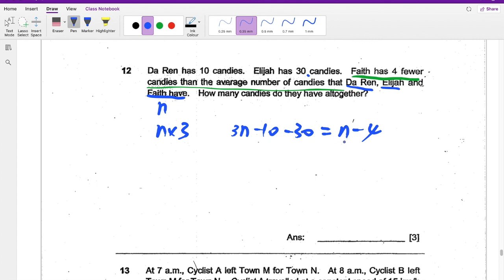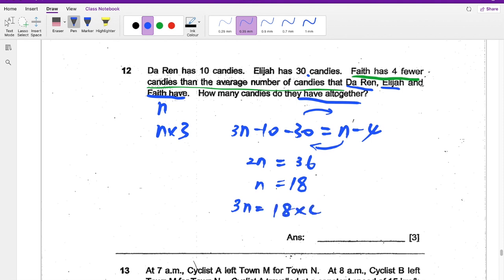Then we calculate. So n moves to this side, which is 2n equals, this one is minus 40. If we move it to this side, it becomes positive 40. 40 minus 4 is 36. So n equals 18. So the answer: how many candies do they have all together? It's the total number. So 3n equals 18 times 3, right? Which is 54.